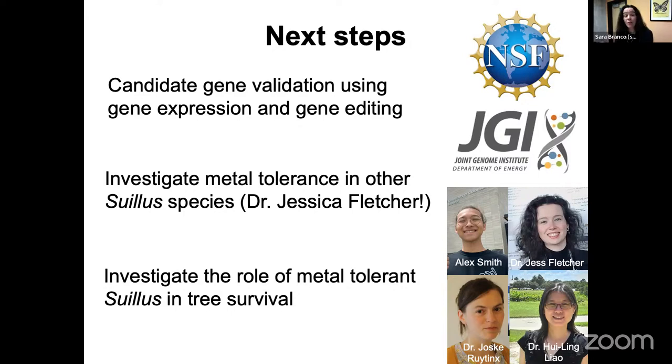We are also investigating metal tolerance in other Suillus species, and that's what Jess showed you in the beginning. All the work that I showed you is with a European fungus, but we're interested in how metal tolerance evolved in North America, and we hope to do a comparative study on whether there was convergent evolution of approaches to deal with heavy metals. And then we want to continue investigating the role of metal tolerant Suillus in tree survival. So we have that experiment that Jess just mentioned. She didn't say it, but she just got a JGI grant as a lead PI. So I'm very proud of her. And we're so happy that we'll be able to analyze all the samples that we've been generating.